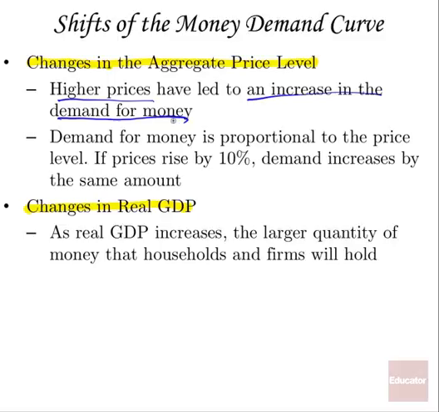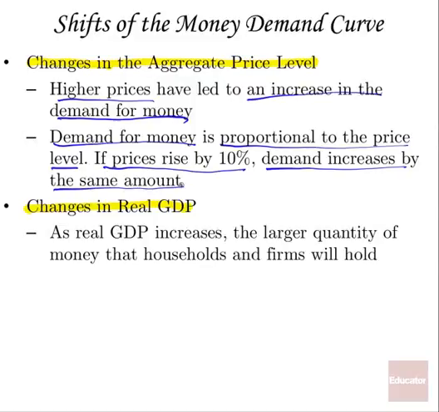And very simple reasoning here. So the demand for money is proportional to the price level. So if prices rise by 10%, then the demand increases by that same amount. So for example, let's say I'm used to prices of hamburgers being $5. I'm used to the price of pens being 50 cents. I'm used to the price of rent being $1,000. So everything is pretty stable. And let's say everything goes up by 10%. Well, then my cash holdings will also go up by 10%.